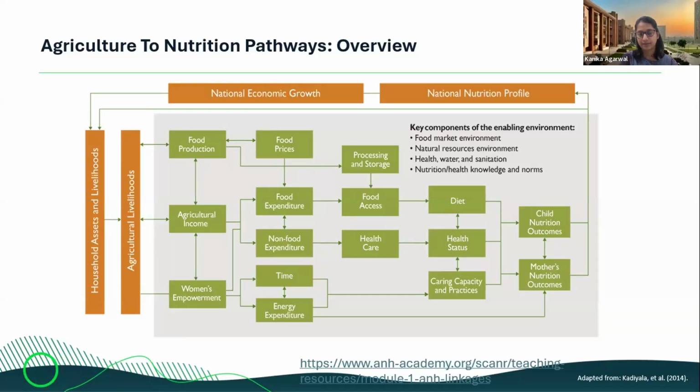Lastly, if we look at women's empowerment, if the women in the family are not empowered enough to make choices of what to buy, where to spend money, and if they're not knowledgeable of the correct food practices, that could again affect food access, food distribution, food equity in the family, and affect the health status of the child as well as the mother. So these pathways tell us how agriculture, nutrition, and inevitably health are related to each other.